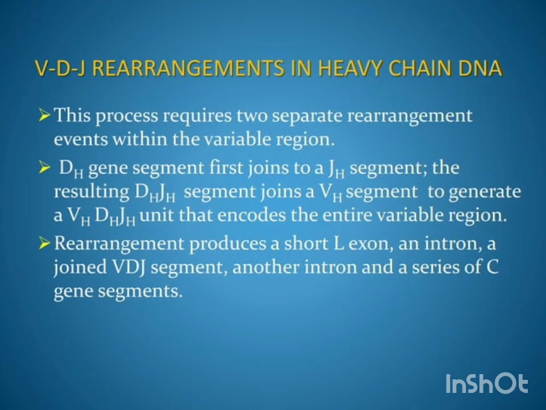VDJ rearrangements in heavy chain DNA. This process requires two separate rearrangement events within the variable region. A DH segment joins first to a JH segment. The resulting DH-JH segment joins a VH segment to generate a VH-DH-JH unit that encodes the entire variable region. Rearrangement produces a short L exon, an intron, the joined VDJ segment, another intron, and a series of C gene segments. And this is all about expression of genes in heavy chain.